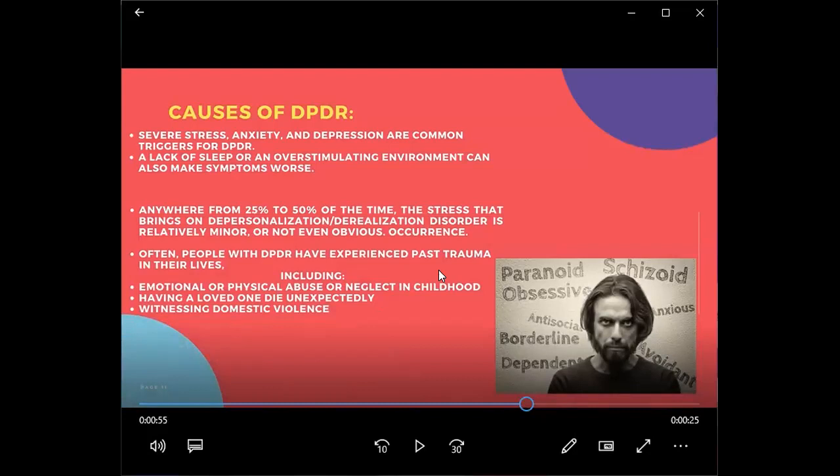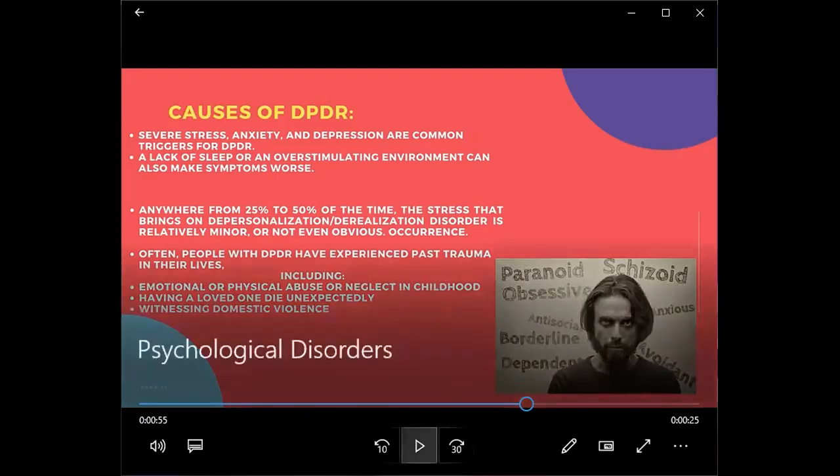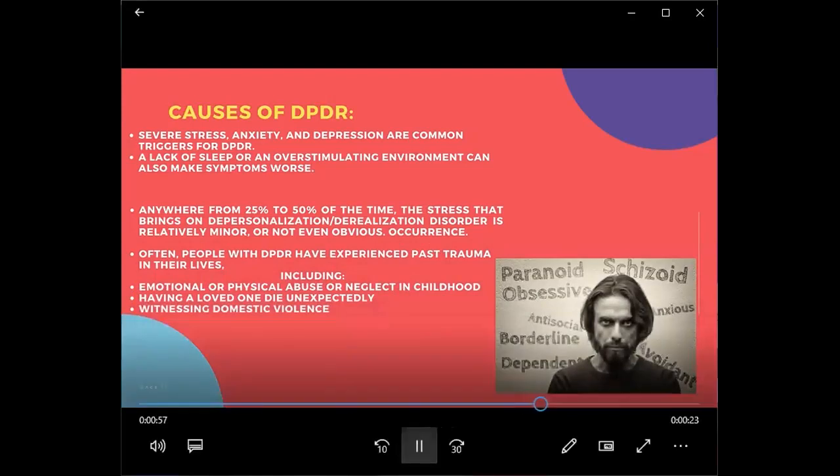Anywhere between 25 to 50% of the time, the stress is minor and not even obvious. And often people with DPDR also have experienced past trauma in their lives, which can include witnessing domestic violence, emotional or physical abuse or neglect, or having a loved one die unexpectedly. So again, these are just ways of the brain coping. So they dissociate or they become a different person.